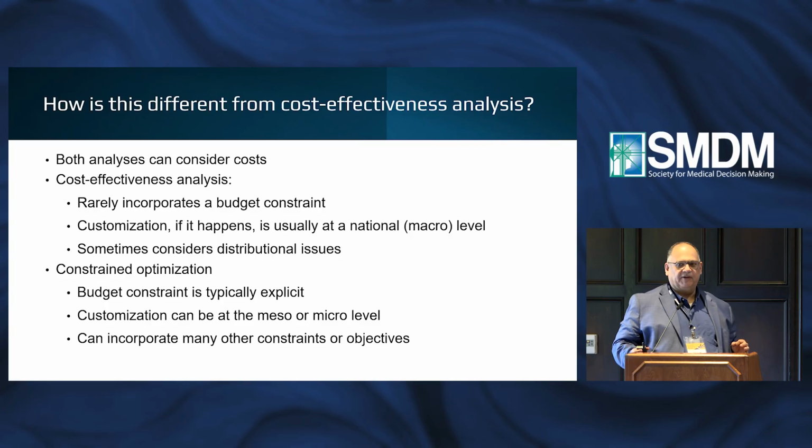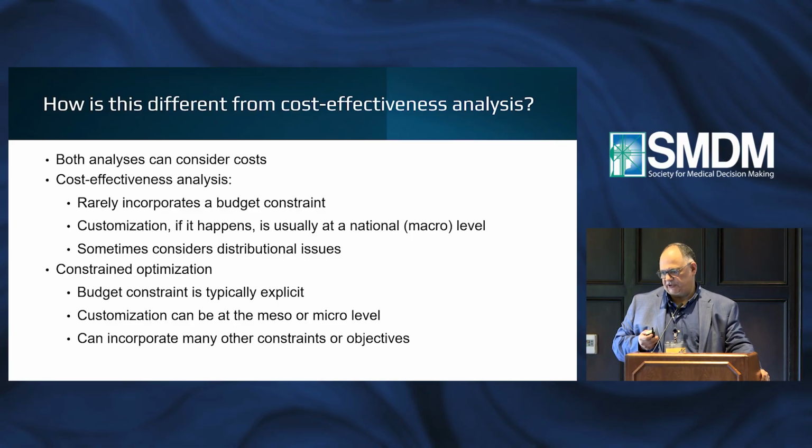So Amy just talked about cost effectiveness analysis. And there might be some obvious parallels, right? But it's worth taking just a second to say, how is this different from cost effectiveness analysis? Both analyses can consider costs. Optimization doesn't have to consider costs, but it almost always does in the context of decision making in a resource environment. Cost effectiveness analysis rarely incorporates a budget constraint. Right? So when I was on a committee that recommended whether drugs should go on a formulary or not, we looked at cost effectiveness, we looked at budget impact, but we rarely treated that budget impact as a constraint. We just sort of said, what's this going to do to the provincial budget?